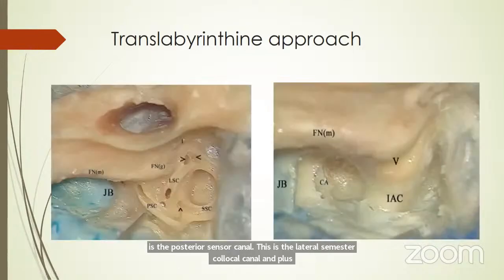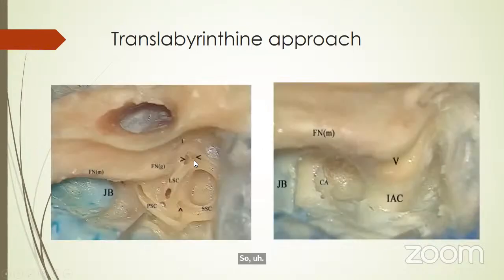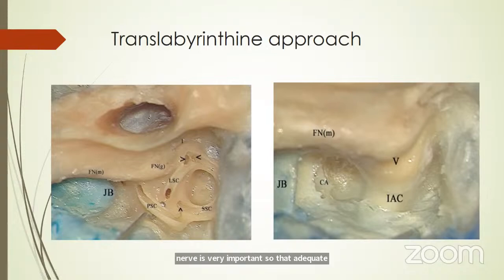So the knowledge of the ampullae in relation to the facial nerve is very important, so that adequate preservation of the facial nerve is taken care of. For example, in the ampulla of the lateral semicircular canal, the facial nerve lies just 1 millimeter anterior to the horizontal segment of the facial nerve, and the superior semicircular canal also lies very close to the facial nerve. And the posterior semicircular canal is about 1 millimeter from the mastoid segment of the facial nerve.